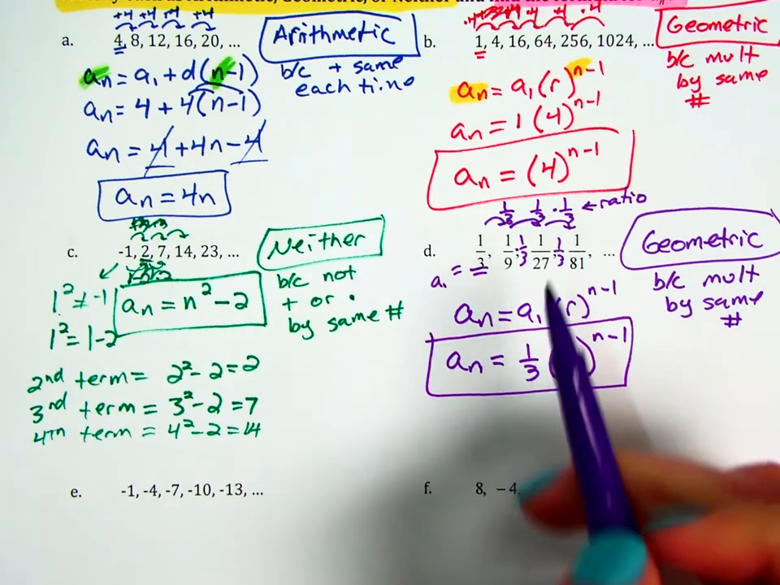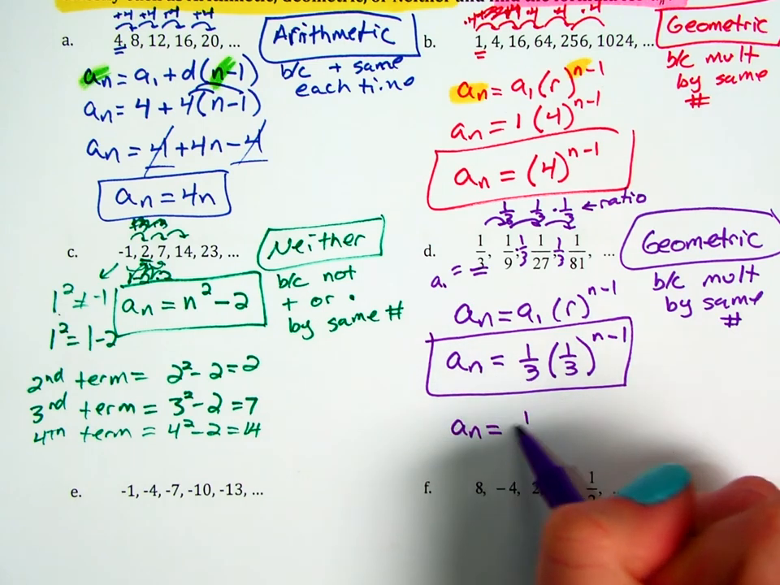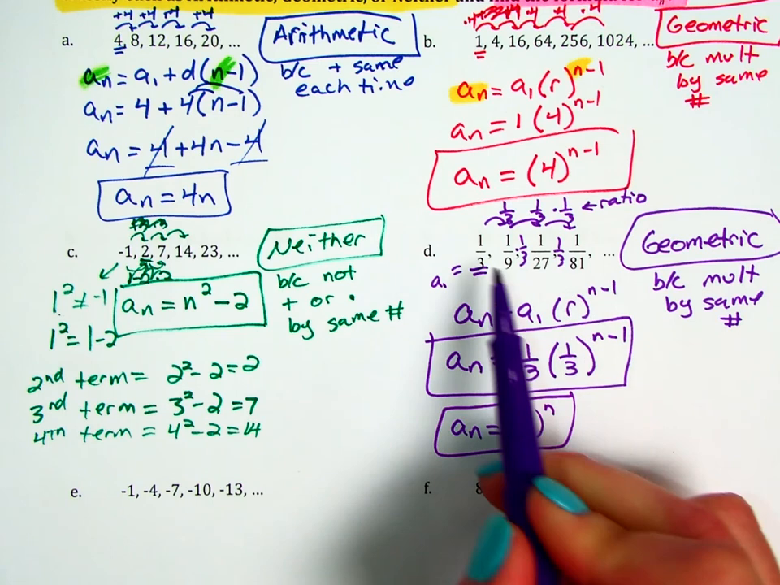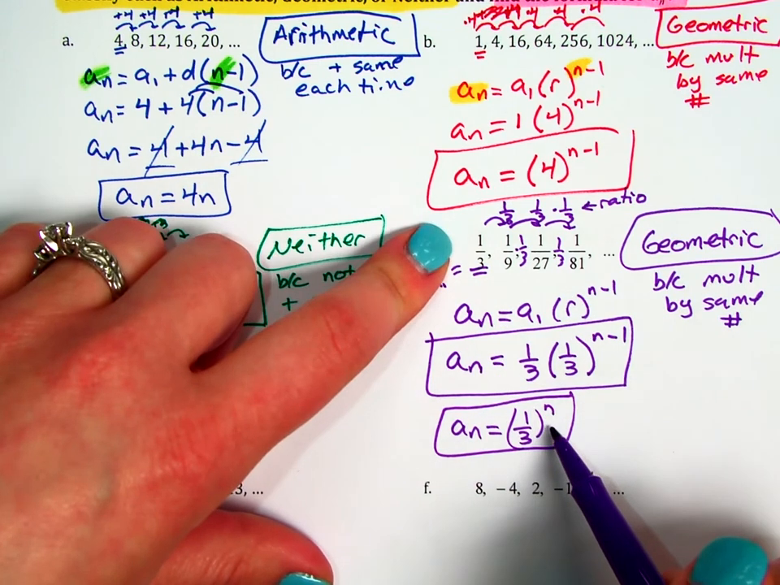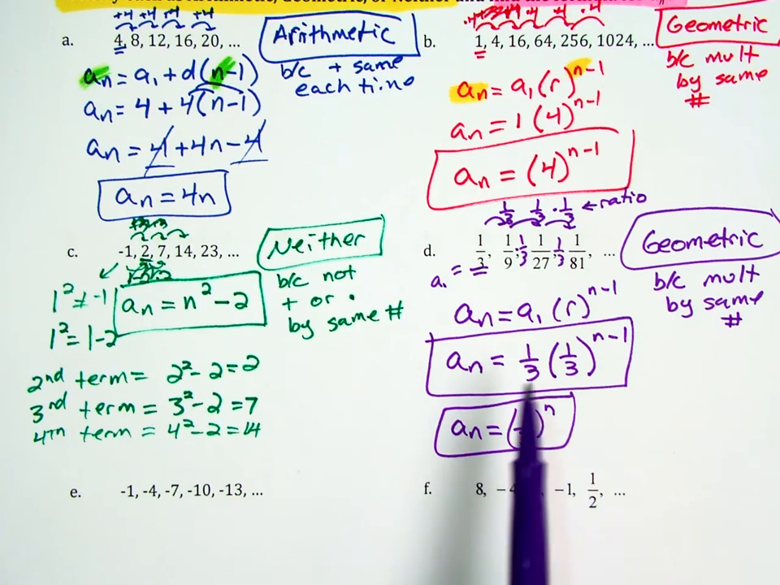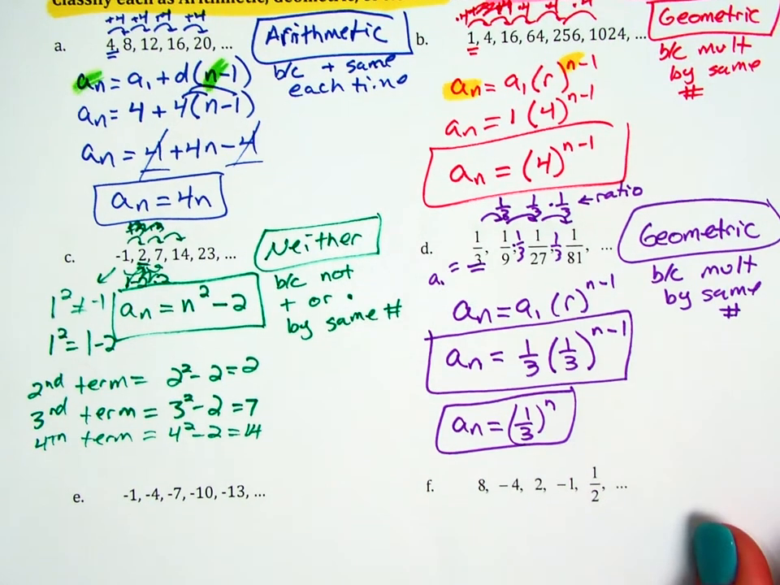Now, you could have just looked for the pattern, and another acceptable answer would have been a sub n equals 1/3 to the n. I would have accepted that as well, because 1/3 to the first power is 1/3, 1/3 to the second power is 1/9, and so on and so forth. So it depends if you use the formula or if you just look for the pattern, which one you're going to get. But both of them really mean the same thing, and both of them are correct.